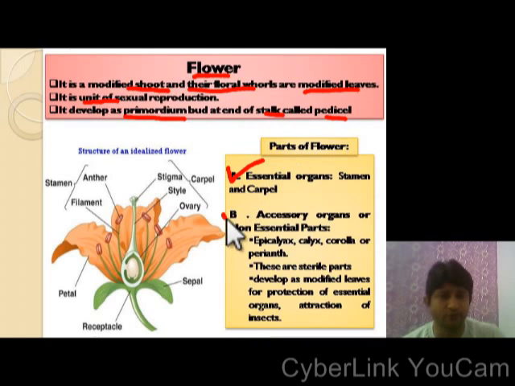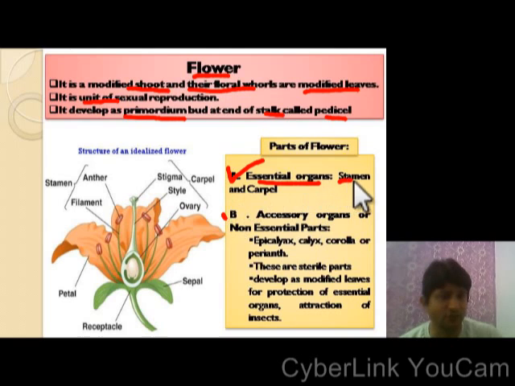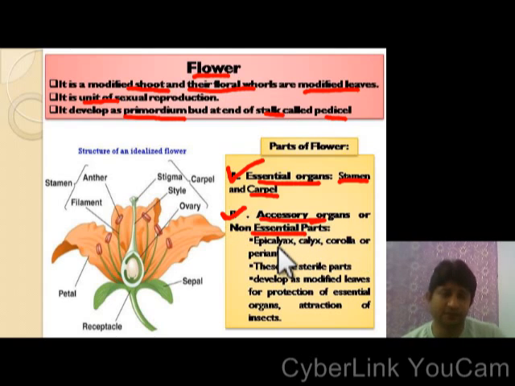two types of parts. First one is essential organs. In essential organs, the male part is known as stamen and the female part is known as carpel, and in accessory organs or non-essential parts, epicalyx, calyx, corolla or perianth are the parts which are considered non-essential parts. These are sterile parts and develop as modified leaves for protection of essential organs and attraction of insects. These all parts are described in this diagram.